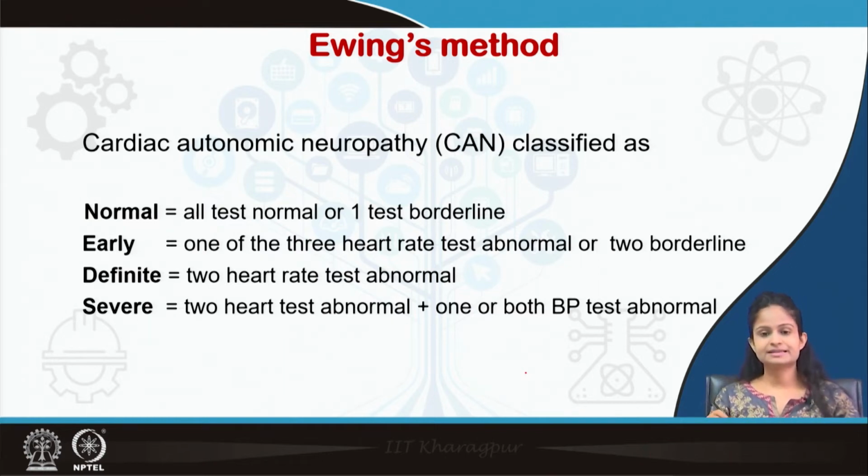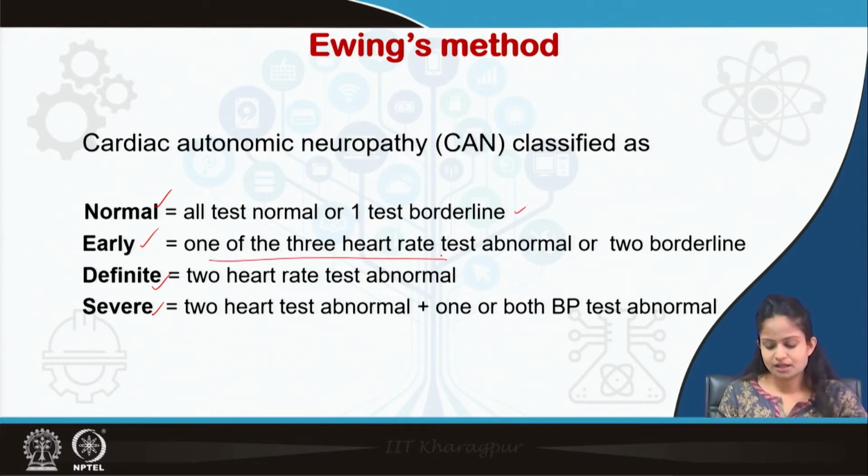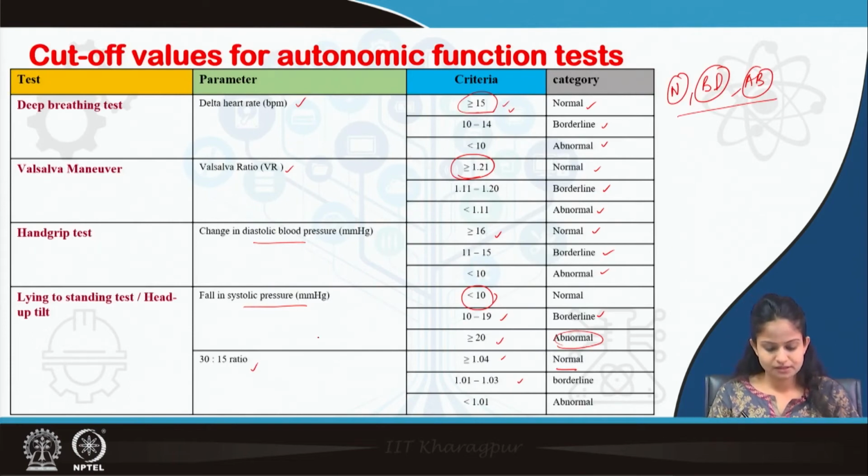Now, in Ewing's method, based on this autonomic scoring, we will classify this CAN, or cardiac autonomic neuropathy, as normal, early, definite or severe. Normal means all tests are normal or one test is borderline. Early impairment means one of the three heart rate tests is abnormal or two are borderline. Now, heart rate means we are talking about the delta heart rate in case of Valsalva ratio and the 30:15 ratio. Other than that, we have the blood pressure, that means change in the diastolic blood pressure and the fall in the systolic blood pressure, and in the Valsalva ratio also.